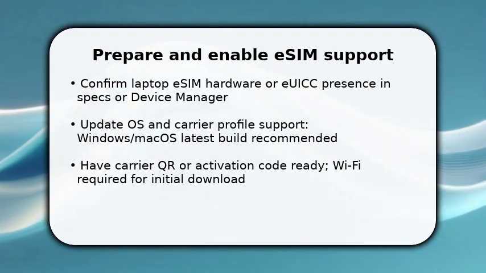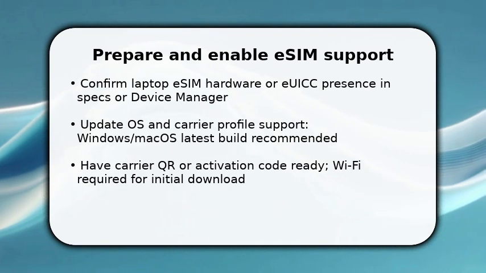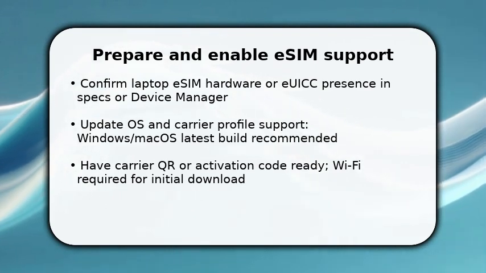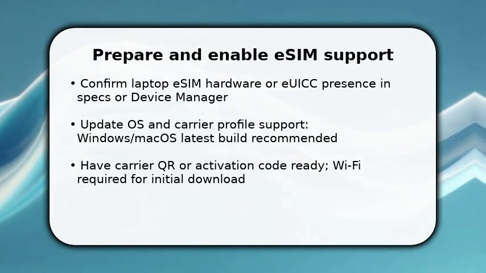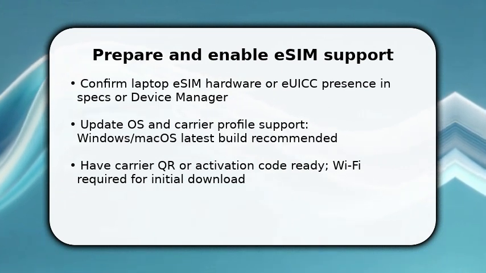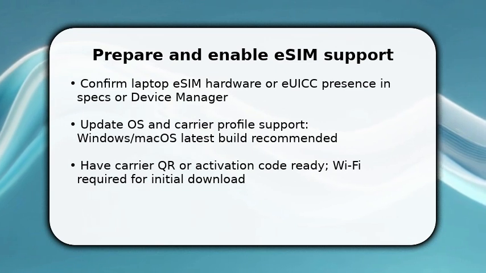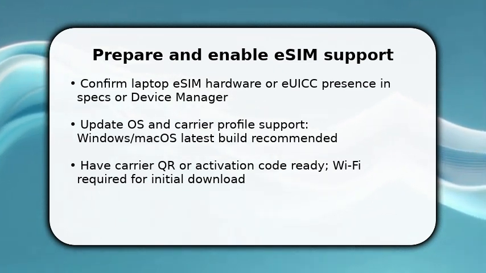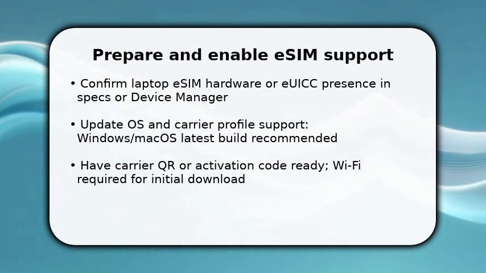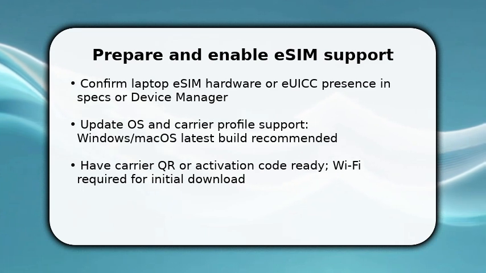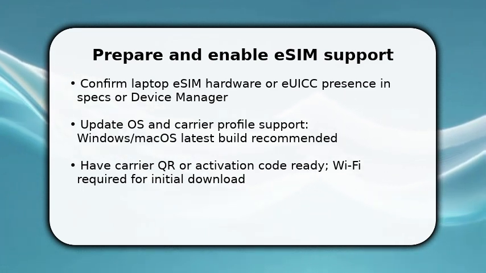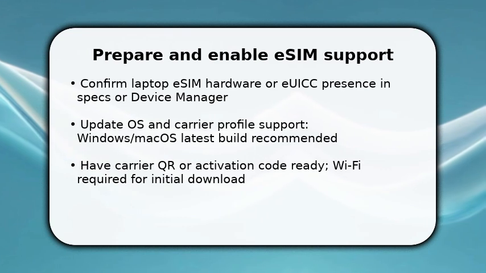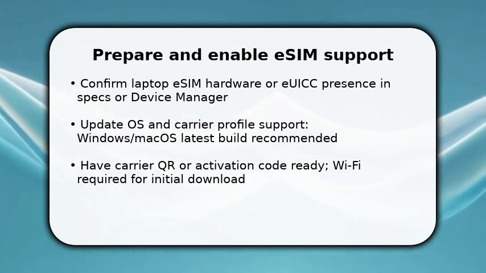You start by verifying your laptop actually has an eSIM EUICC and that the operating system supports carrier profiles. Once done, update Windows or macOS to the latest build so the eSIM UI appears. Make sure you have the carrier QR code or activation code and a working Wi-Fi connection. This is necessary to download the profile. You do this now because missing hardware or outdated software prevents the rest of the process from working.